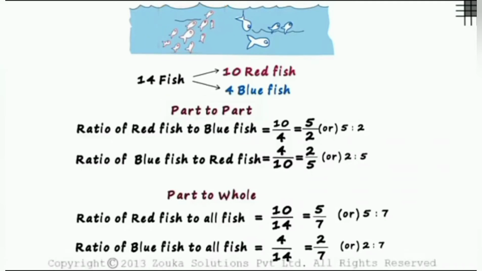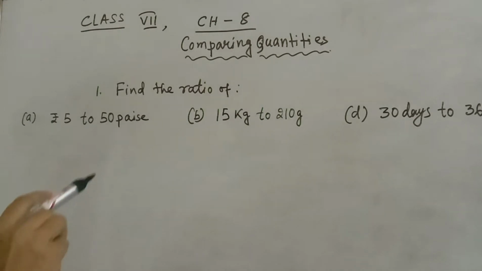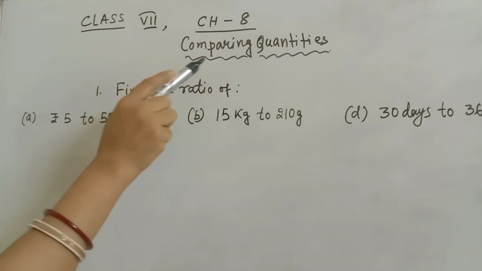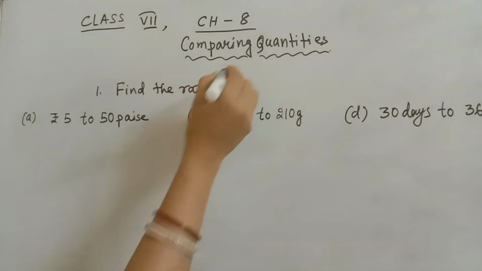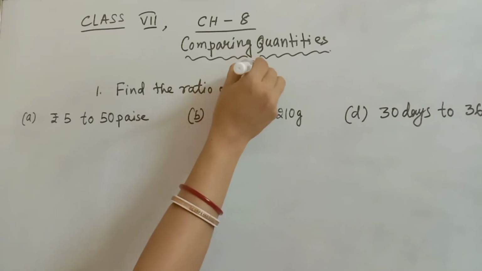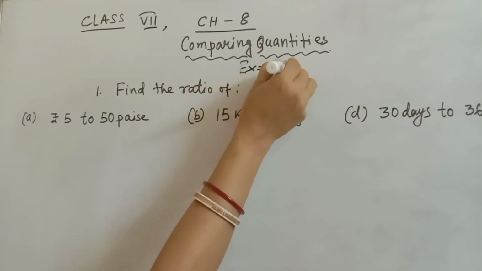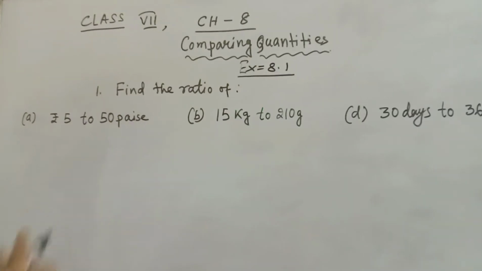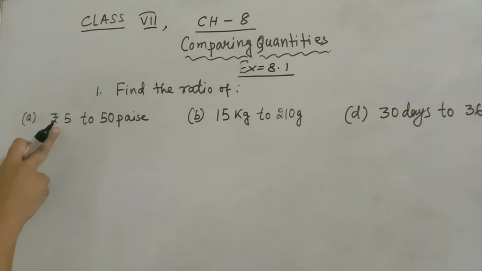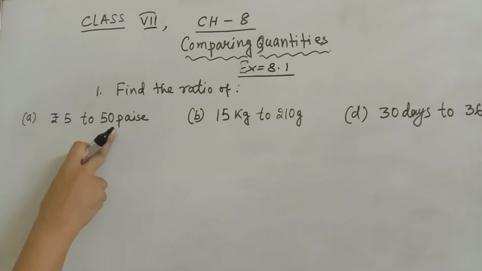I hope you all understood it. Today we will do comparing quantities, chapter 8, exercise 8.1. As we have discussed earlier how to find the ratio, now we will find the ratio of rupees 5 to 50 paise.